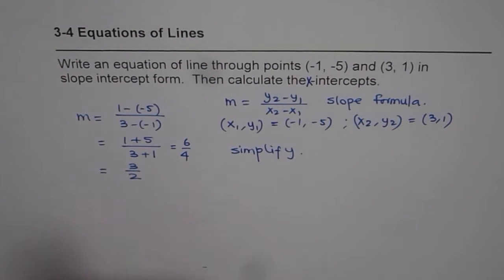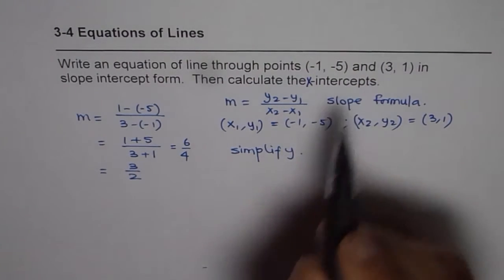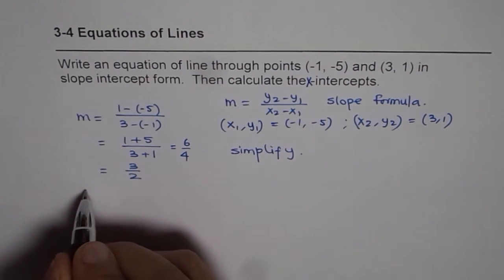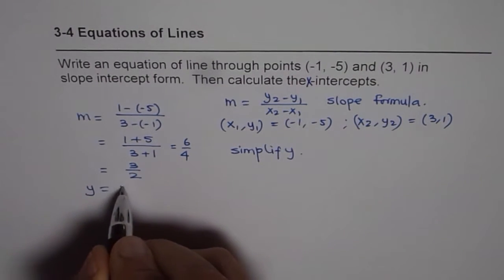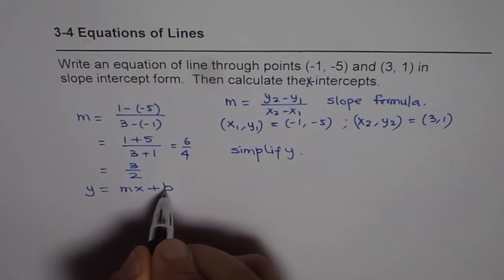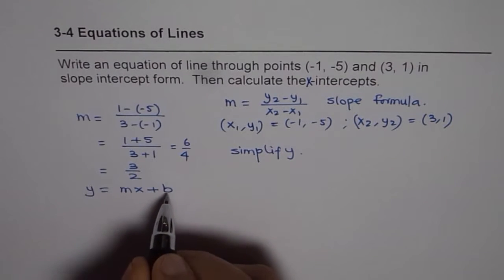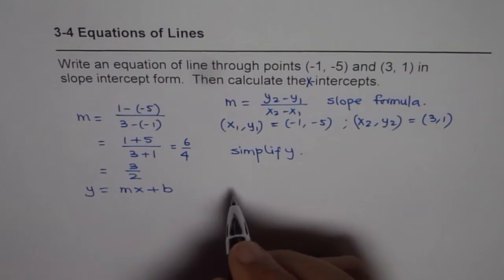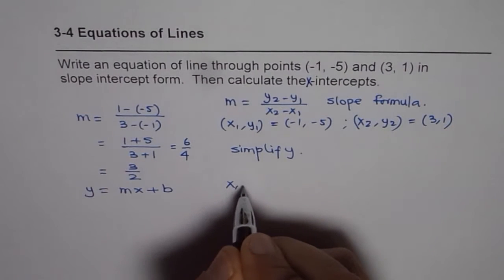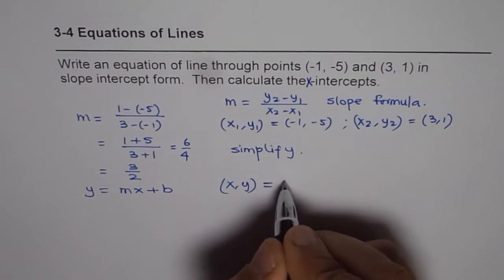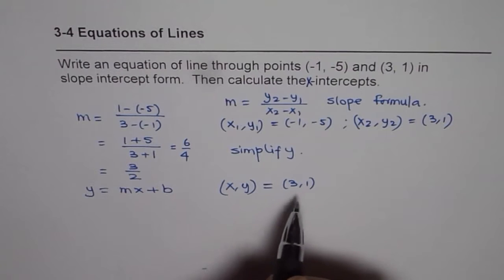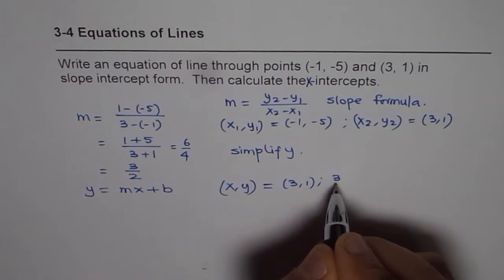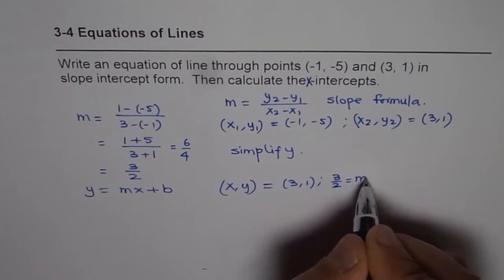Now once we know the slope, we can actually find the y-intercept, and we'll use slope-intercept form. The equation in slope-intercept form is y equals mx plus b, right? Where b is the y-intercept. Now to find b, we will use one of these points. So let us use the point where x, y equals 3, 1. So m is already known to us now. We just calculated m as 3 over 2. This is the value of m.